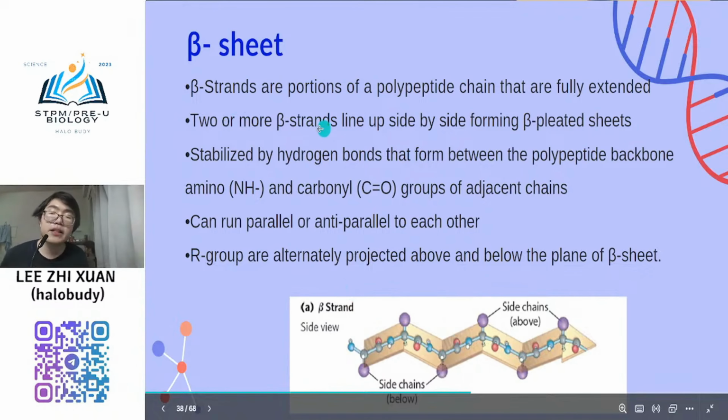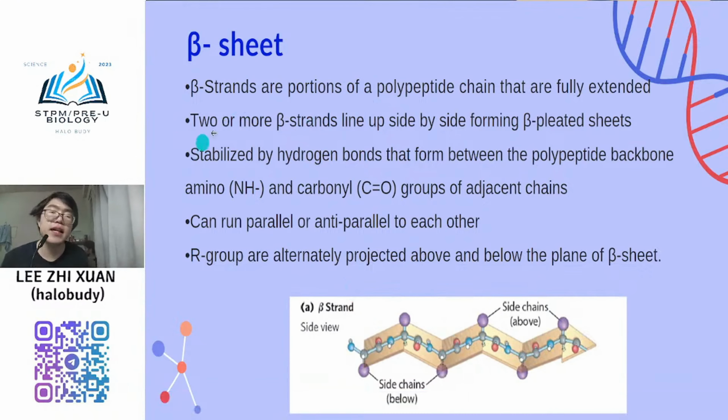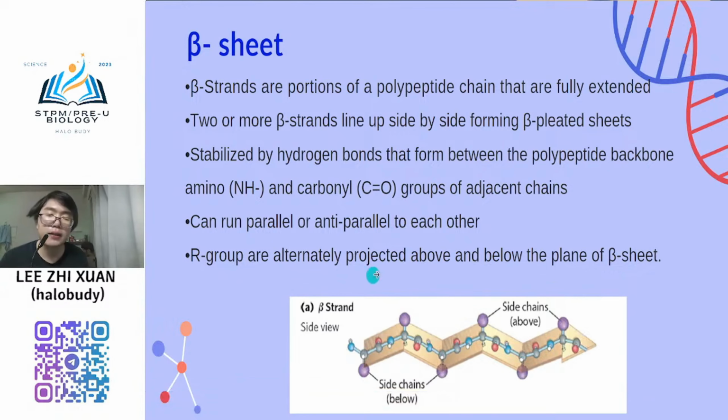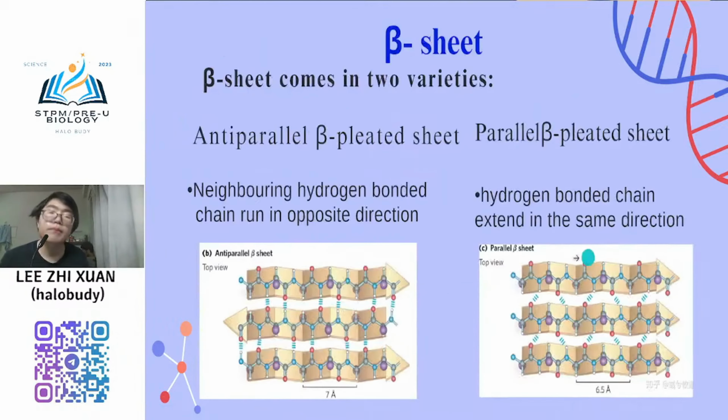A beta pleated sheet is totally fully extended, meaning that beta strands line up side by side, forming the beta pleated sheet, and it is stabilized also by hydrogen bonds. So you can see it like this, just side by side, like this. Like this, they can run parallel or anti-parallel to each other. R groups are alternately projected above and below the plane of the beta sheet.